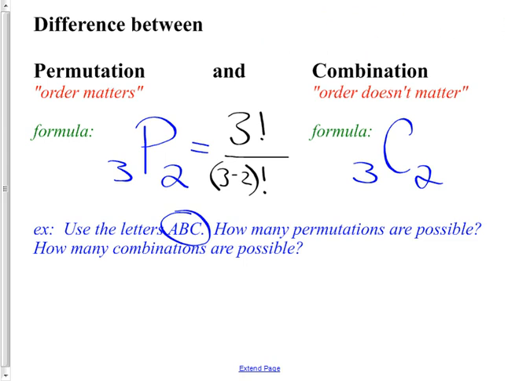So now, would I really need a calculator to do 3 factorial? No, it's 3 times 2 times 1, which is 6. I can do that. So this would equal 6 over, what's 3 minus 2? 1. What's 1 factorial? 1. So it's 6 over 1, which equals 6. And that's the right answer. There are 6 different ways to do that.